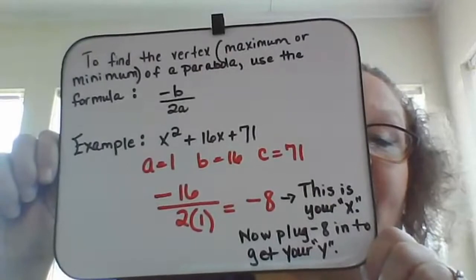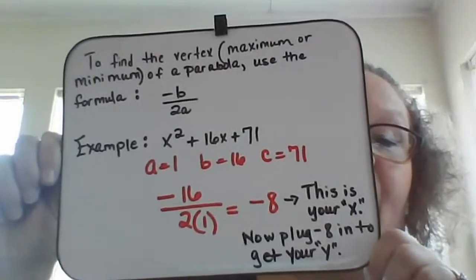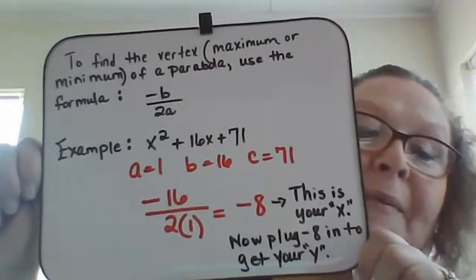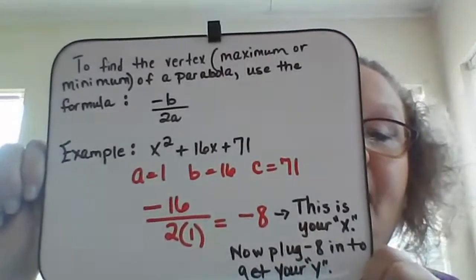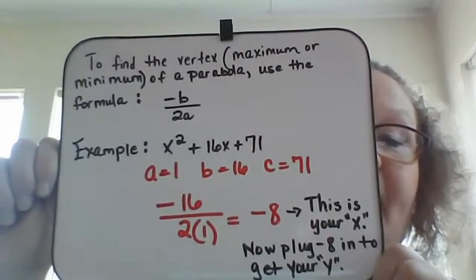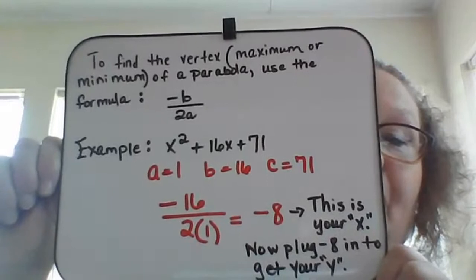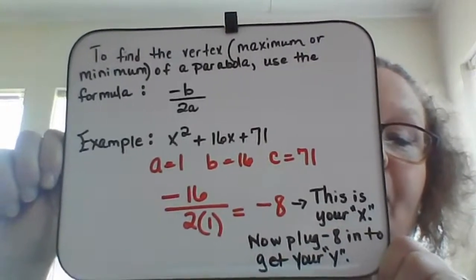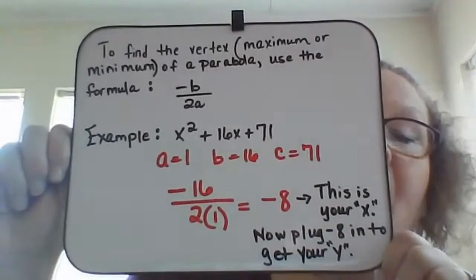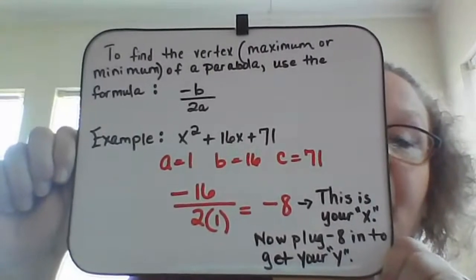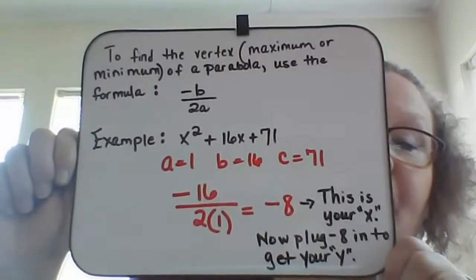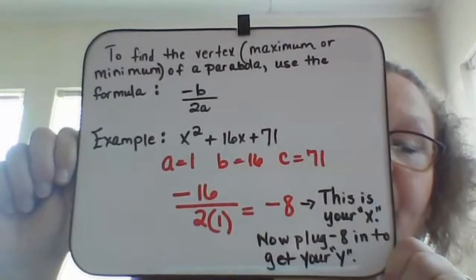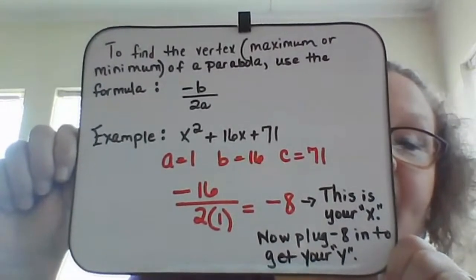So if we do negative b divided by 2a, well, b is 16. So if we take the negative of that, it's going to be negative 16 divided by 2 times 1, because a is equal to 1, which simply is negative 8. So once you get this first number using the negative b divided by 2a, this is your x value. So negative 8 is our x.